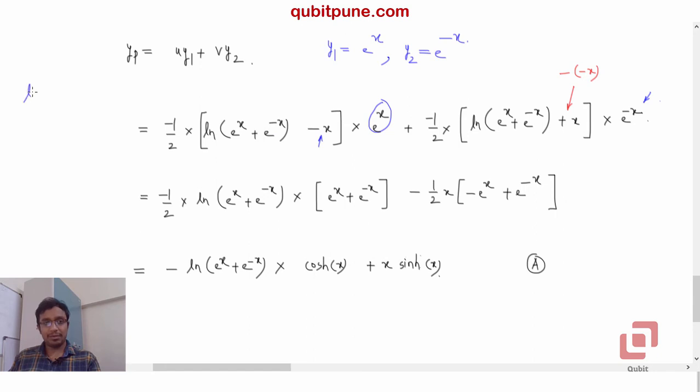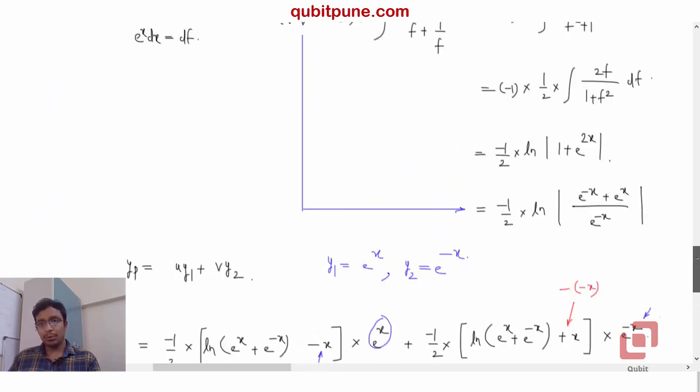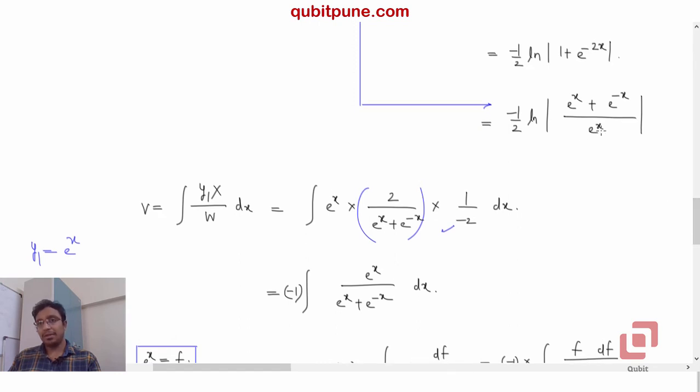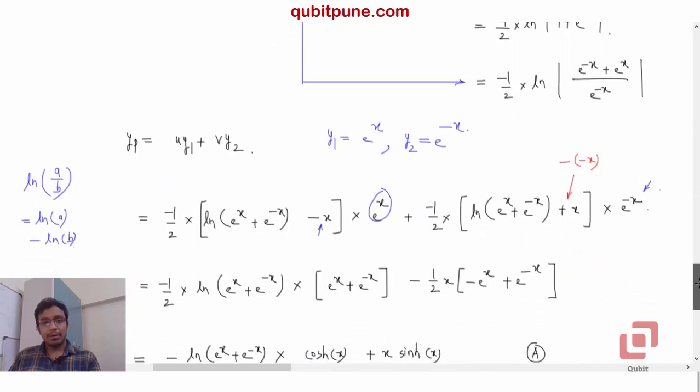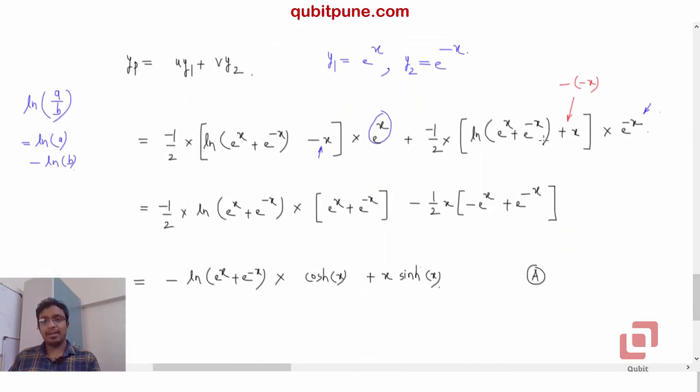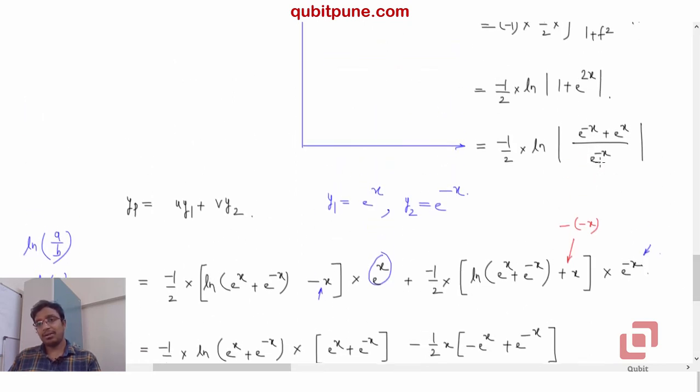Okay, so basically I've used the property log of a by b is log of a minus log of b, and as you can see in u, e to the power x is in the denominator, right? So it will be log of the numerator minus x. Same thing can be done, or rather I have done it for v. So it is plus x now, because it is negative of negative x, because in the denominator of v it is not e raised to x, but it is e raised to minus x.